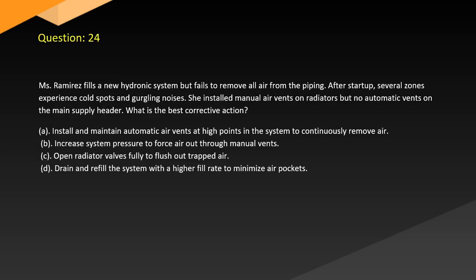Question 24. Ms. Ramirez fills a new hydronic system but fails to remove all air from the piping. After startup, several zones experience cold spots and gurgling noises. She installed manual air vents on radiators but no automatic vents on the main supply header. What is the best corrective action? A. Install and maintain automatic air vents at high points in the system to continuously remove air. B. Increase system pressure to force air out through manual vents. C. Open radiator valves fully to flush out trapped air. D. Drain and refill the system with a higher fill rate to minimize air pockets.